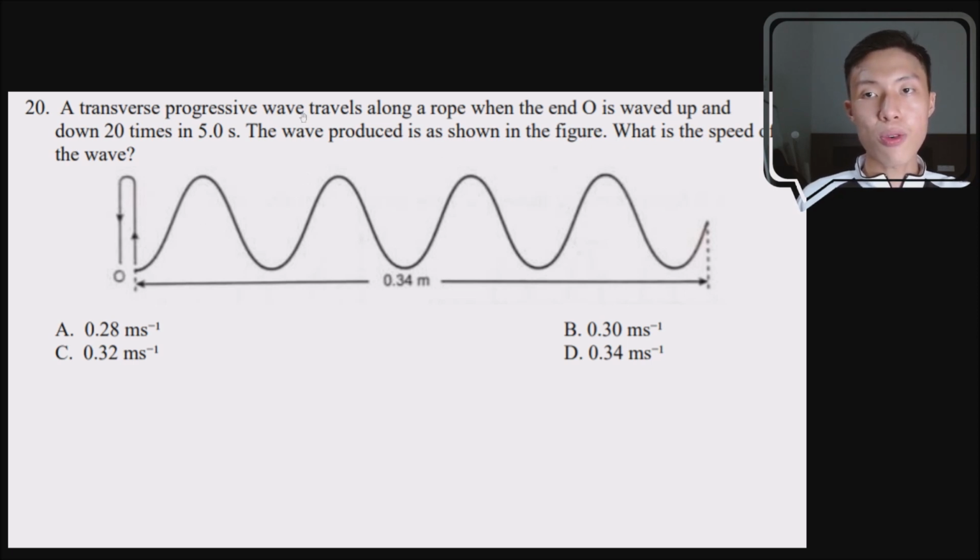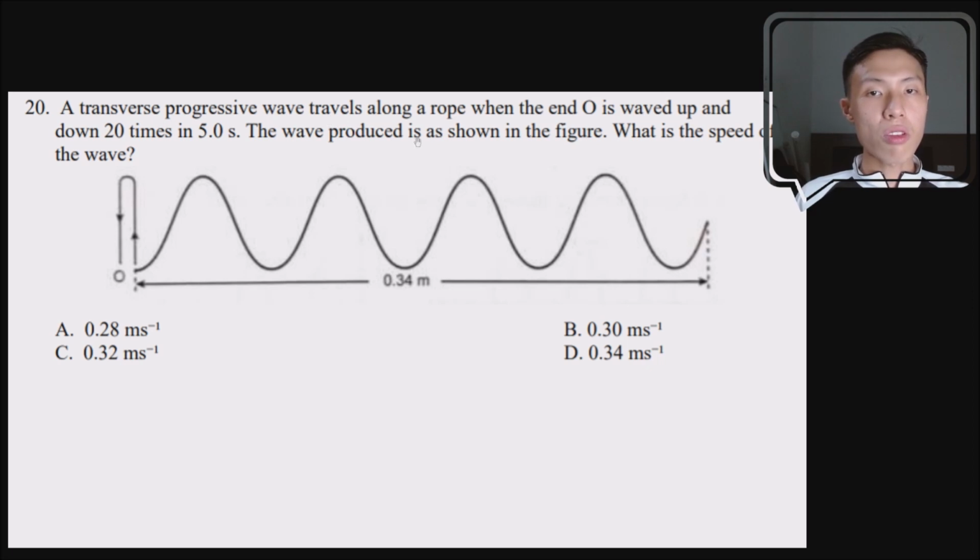Okay, a transverse progressive wave travels along a rope where the rope is waved up and down 20 times in 5 seconds. So that means you undergo 20 oscillations in 5 seconds. That means each second you should undergo 4 oscillations. Then in 5 seconds you complete 20 oscillations. So this is trying to tell you the frequency of the progressive wave. How many times you oscillate per second, that will be the frequency of the wave produced.